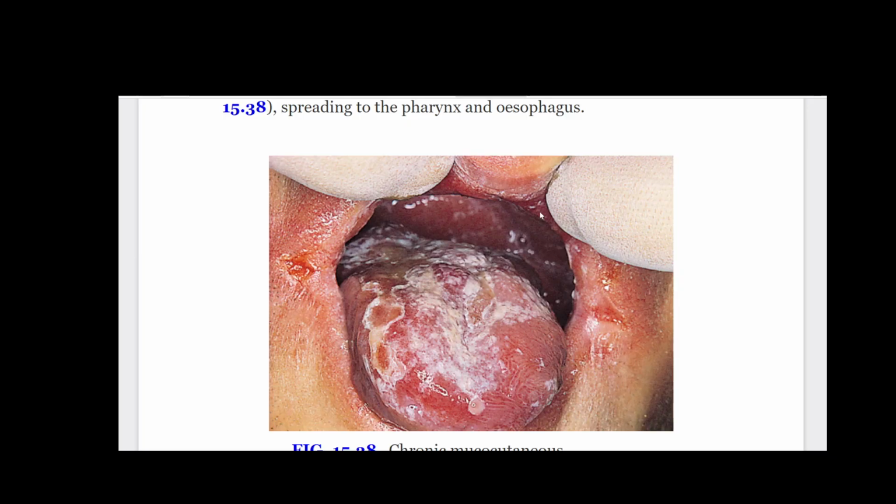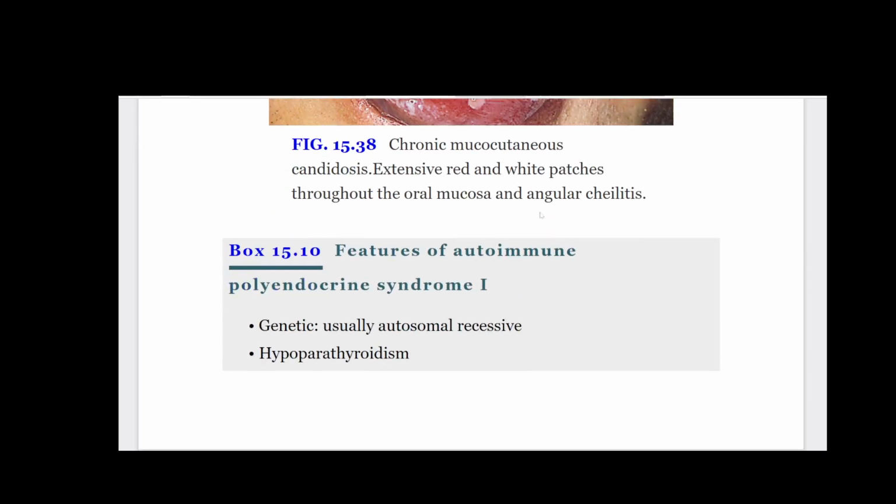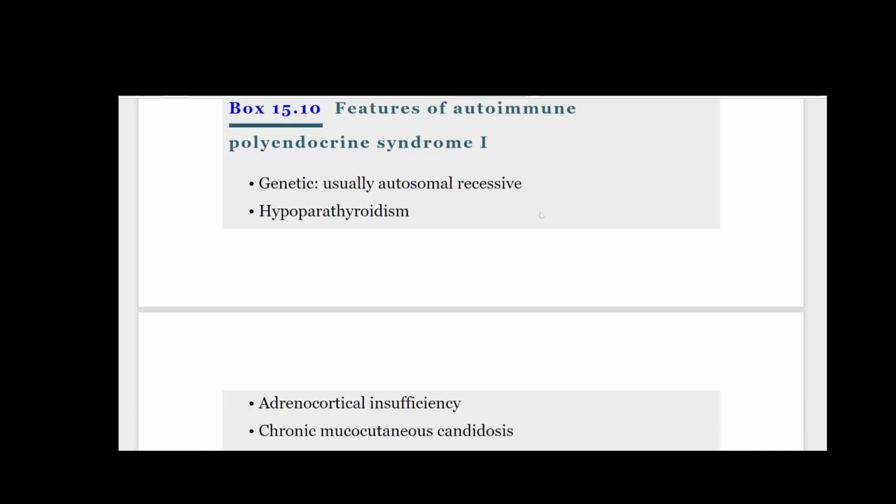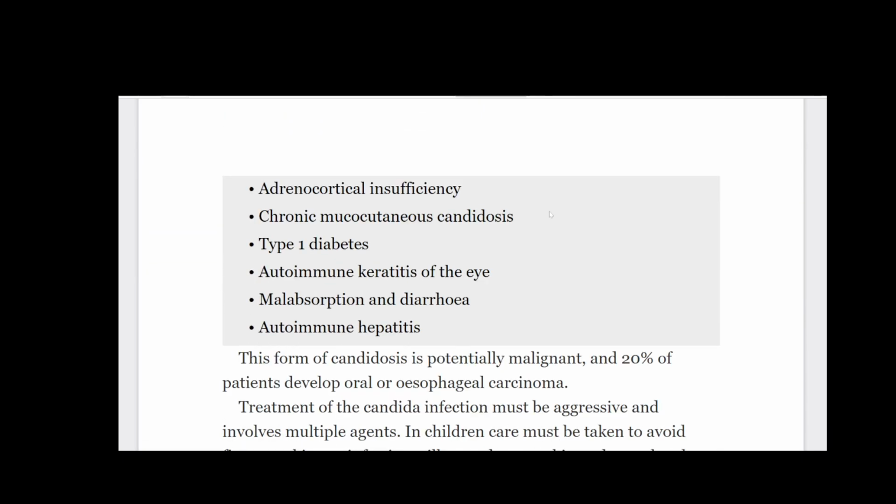Box 15.10 Features of autoimmune polyendocrine syndrome type 1: genetic, usually autosomal recessive, hypoparathyroidism, adrenocortical insufficiency, chronic mucocutaneous candidosis, type 1 diabetes, autoimmune keratitis of the eye, malabsorption and diarrhea, autoimmune hepatitis. This form of candidosis is potentially malignant, and 20% of patients develop oral or esophageal carcinoma. Treatment of the Candida infection must be aggressive and involves multiple agents.